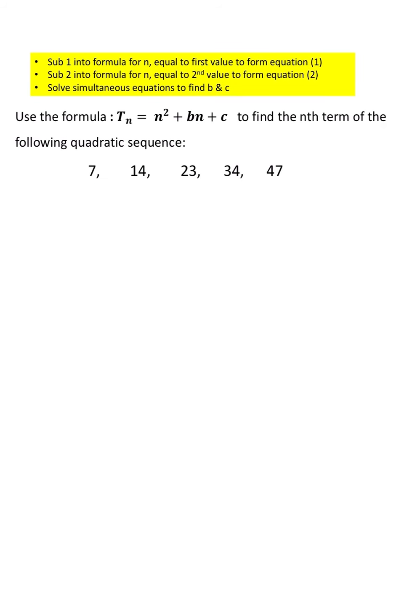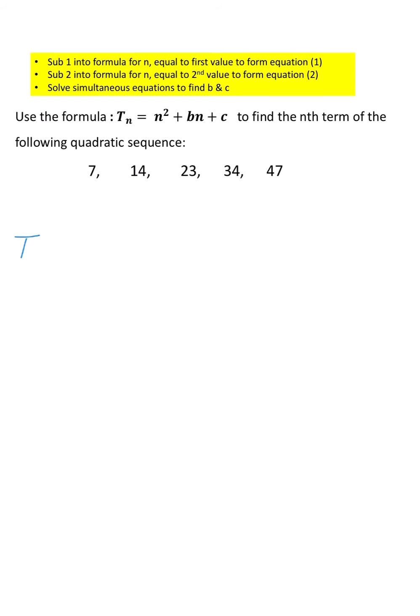Now, we need to be able to find a general term for a quadratic sequence. In the Leaving Cert ordinary paper, they will always give you the formula in a question. And if we follow the steps here in the yellow box, these questions are not too difficult. So, first step is we need to sub 1 into the formula for n and equal it to the first value to form an equation.